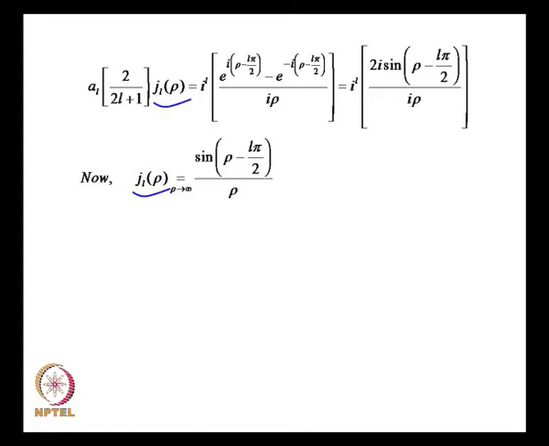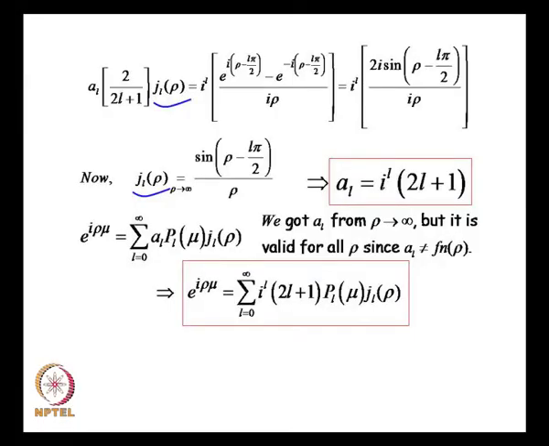So, these are well known properties of special functions, the spherical Bessel functions, and you can use this to get rid of this sinusoidal function. You also get rid of the 1 over rho, which is common to both sides, and it gives you a very simple result for your coefficient A L. So, now you know precisely what the coefficients A L are in the expansion of the plane wave. Now, of course, this solution is valid for the asymptotic region, but that is what we are interested in. So, these coefficients have now been determined. This A L is I to the L times 2 L plus 1, and then you have got the Legendre polynomials and the spherical Bessel functions.